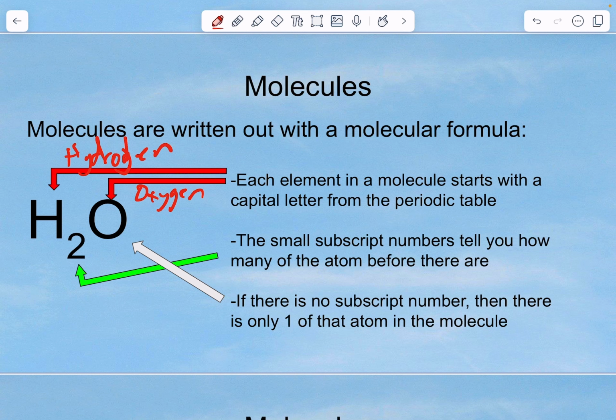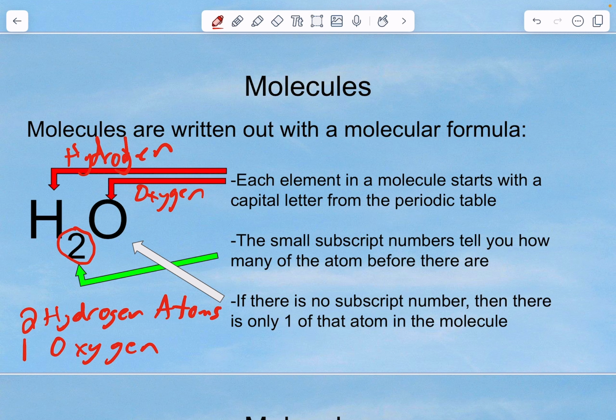The small subscript on the numbers tells you how many of those atoms there are. So right here we have the subscript 2 on the hydrogen to tell us that there are 2 hydrogen atoms. And they are combined with 1 oxygen atom. The reason why it's 1 oxygen atom is because there's no number right here on that subscript. If there's nothing there, that means there's just one of them. So water is made up of 2 hydrogens and 1 oxygen, and they are combined together to form a water molecule.